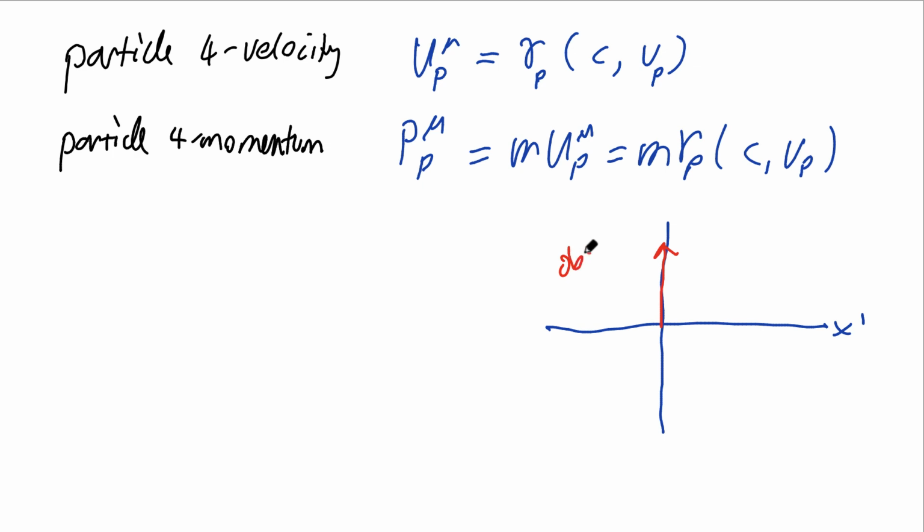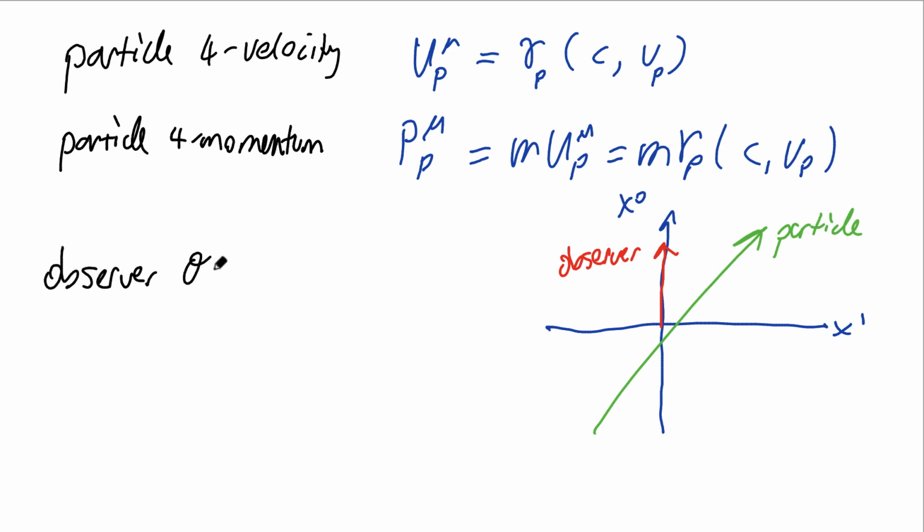So this is the observer moving up the x0 axis, and this is the particle. So this observer has forward velocity, and I'll sometimes use a script O for the observer. The forward velocity of this observer is just (c, 0).